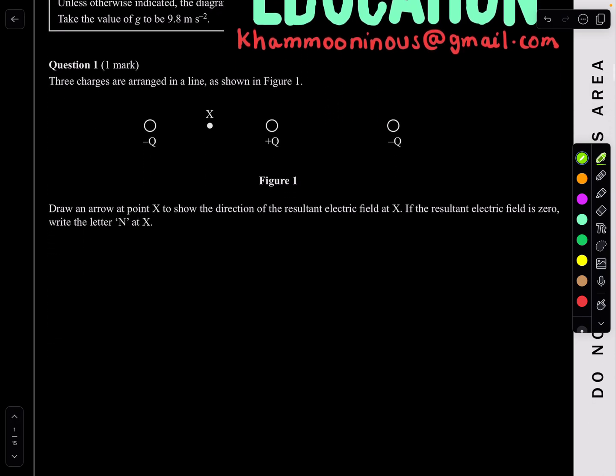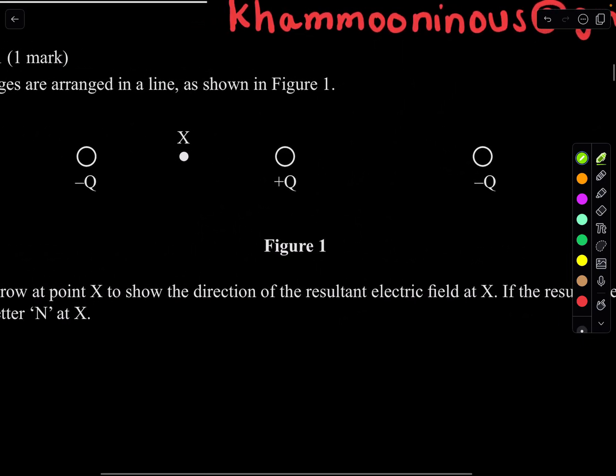Question 1. Three charges are arranged in a line as shown in the figure. Draw an arrow at point X to show the direction of the resultant electrical field at X. If the resultant electrical field is 0, write the letter N at X. Okay, so we have negative, positive, and negative. And this is point X.